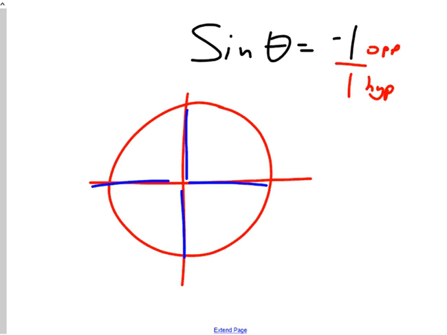I'm hearing a lot of people saying the letter Y, which is great because sine goes with Y. So sine Y. Cosine goes with X. And tangent is Y over X. Okay. All right, so when I said sine was -1, I really was saying Y is -1 because sine is equal to the Y.